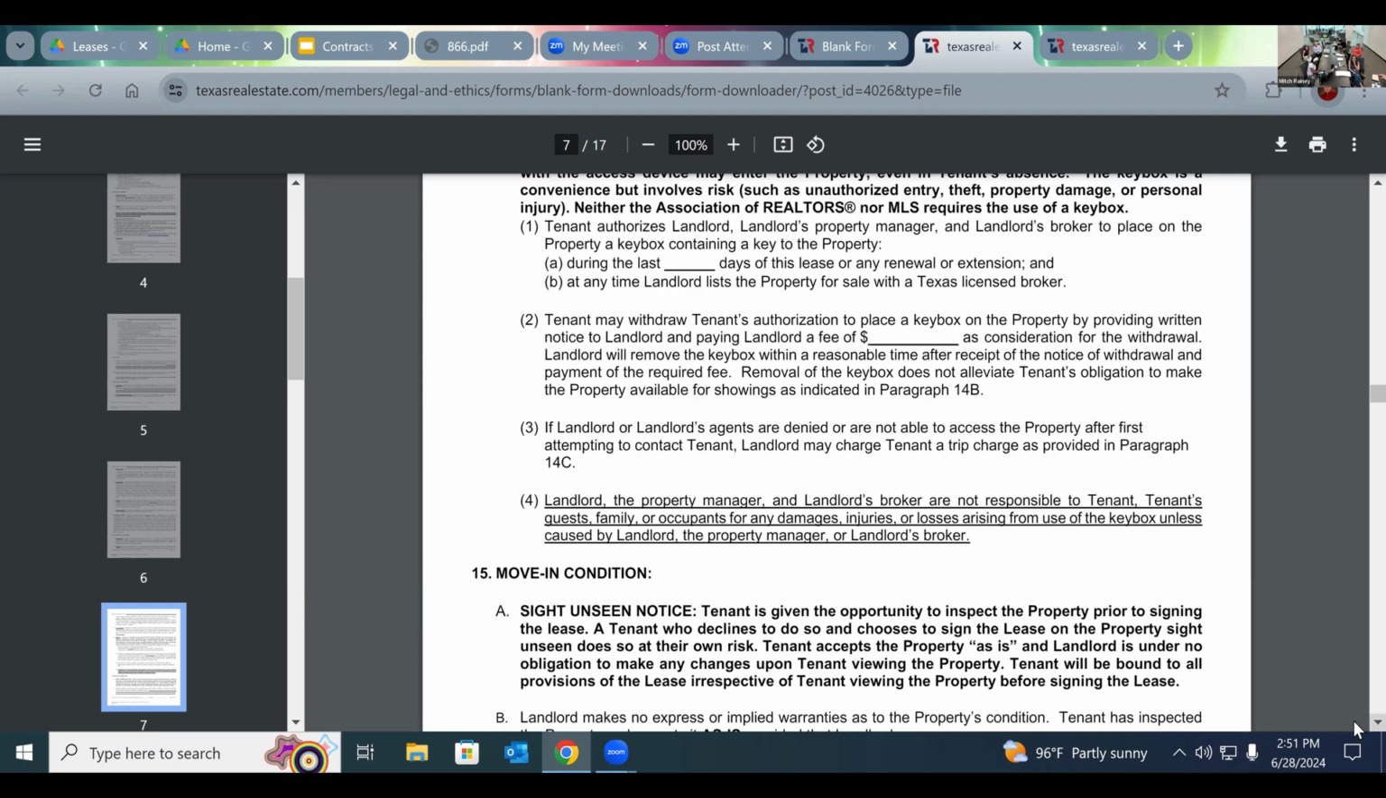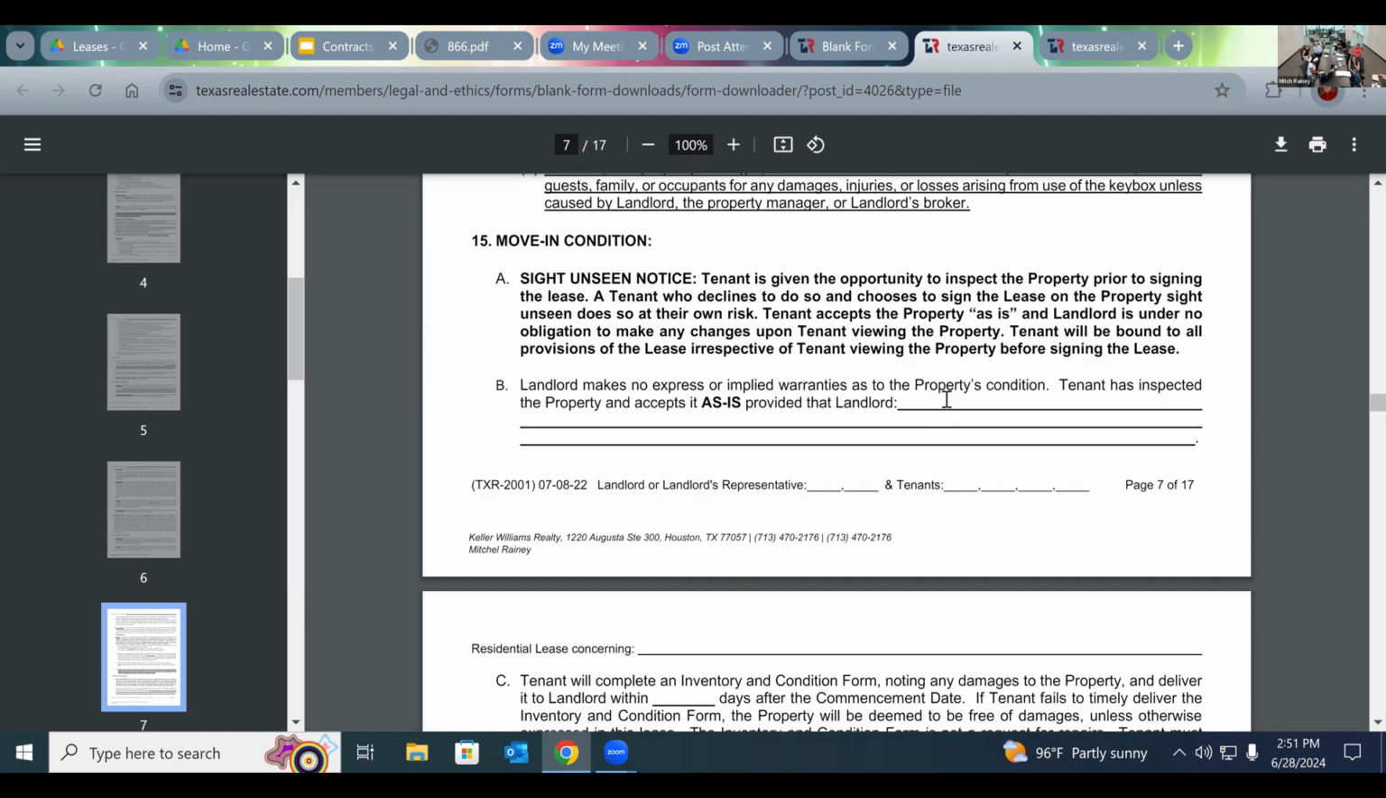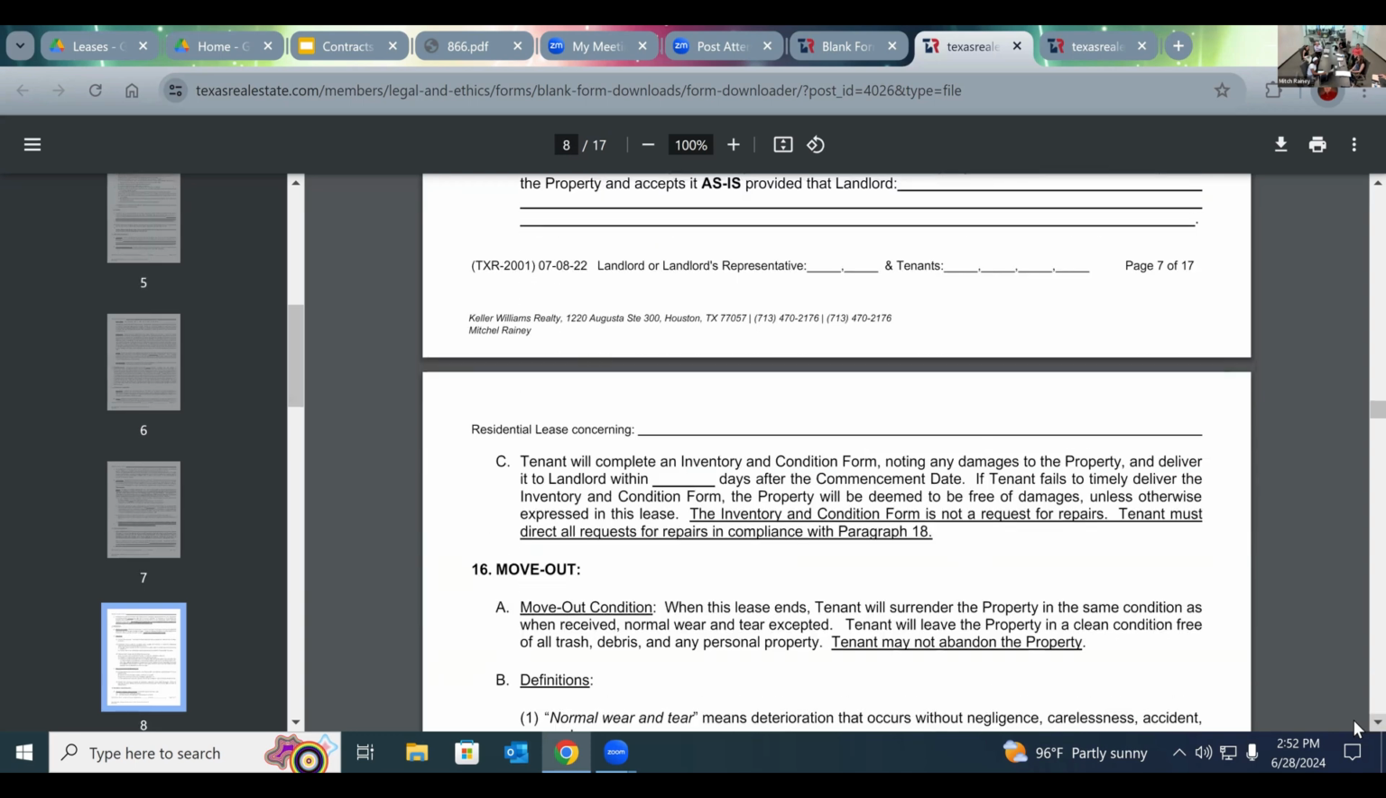Moving condition. It's as is. As is provided, landlord at landlord's expense. This would be if you've done the walkthrough and there's still furniture in the property. You could put on here: all furniture to be removed, carpet to be cleaned, fleas to be treated, fence to be fixed, mold to be removed.